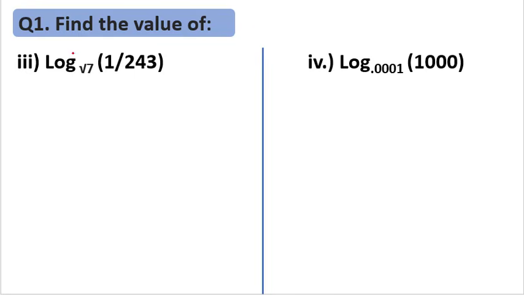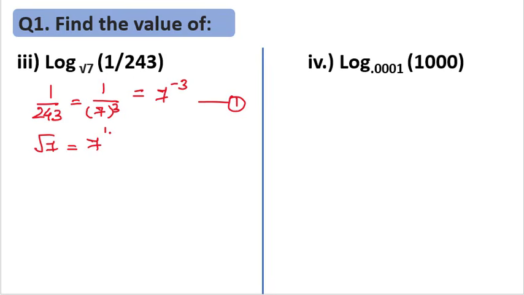Let us solve the next part of the question. Log 1 upon 243 to the base root 7. Now let us try to solve this kind of a question in steps. So 1 upon 243. Can I write it as 1 upon 7 to the power 3, that is 7 cube, right? Because 7 sevens are 49, 49 sevens are 343. Yes, I can do that. So this is equal to 7 to the power minus 3. This is simple mathematics that all of us know. Let us mark this as 1. Square root of 7, all of us know, can be written as 7 to the power half. This is the second thing that we get from here.